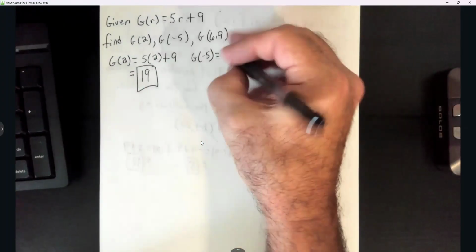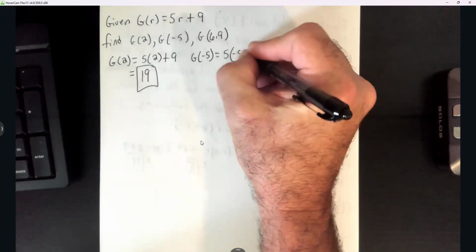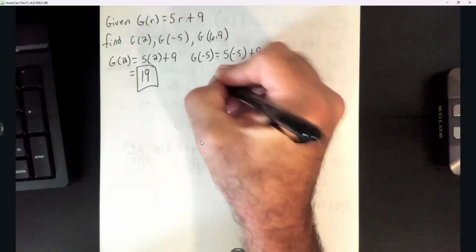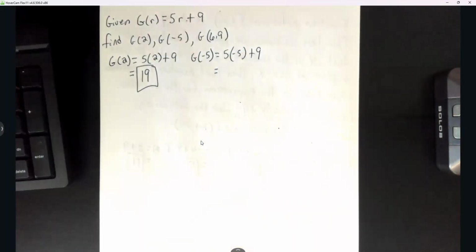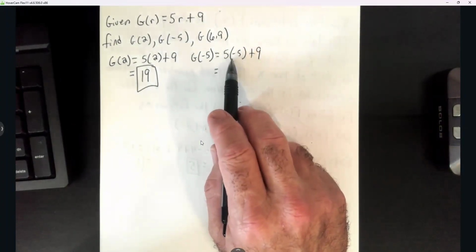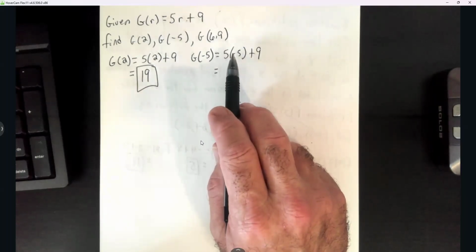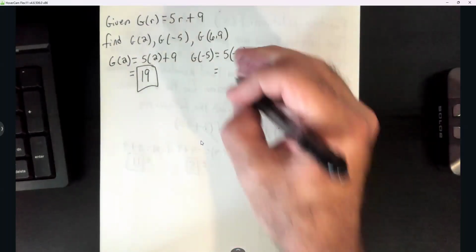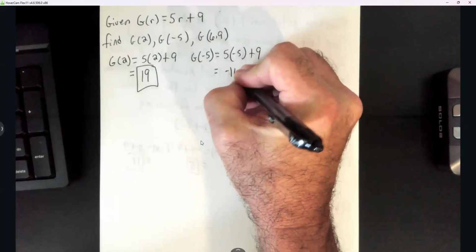All right, g of -5. We're doing the same thing. 5 times my r, which is -5, plus 9. Oh, that's quick. You and Jada rolling too. Because 5 times -5 is -25. -25 plus 9 is definitely -16.